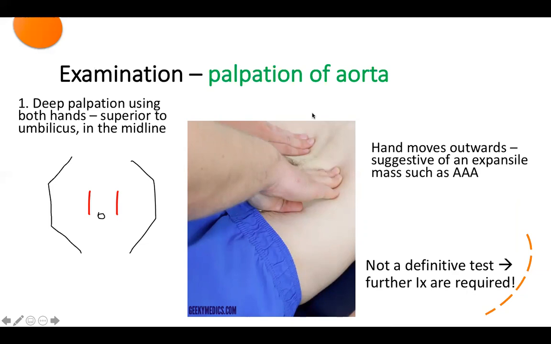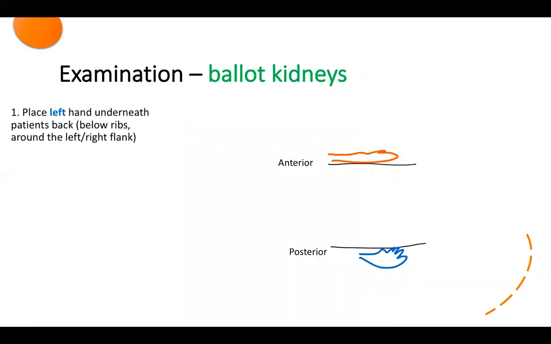And lastly, the last thing you want to feel for is the kidneys. So excuse my drawing of the hand, but it'll make sense in a minute. So you want to first place your left hand underneath the patient's back. So you place it below the ribs around the right, or I wrote left or right flank. That's because you're going to do both sides, right and left.